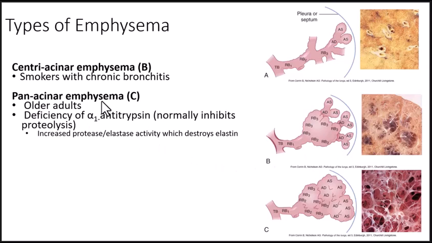In panacinar emphysema, this is going to be seen more likely in older adults, also more likely in those that have a deficiency of that alpha-1 antitrypsin. It might help you remember that the prefix pan refers to all; that's its Greek origin. And so it's affecting all these structures rather than just the respiratory bronchioles like we would see with centriacinar. Think of pandemic as well. Pan is referring to all. It's affecting all countries all over the world.